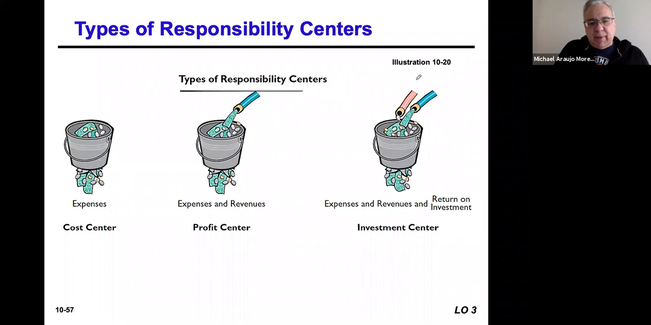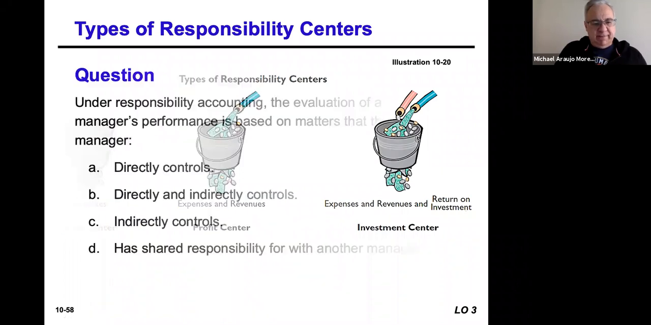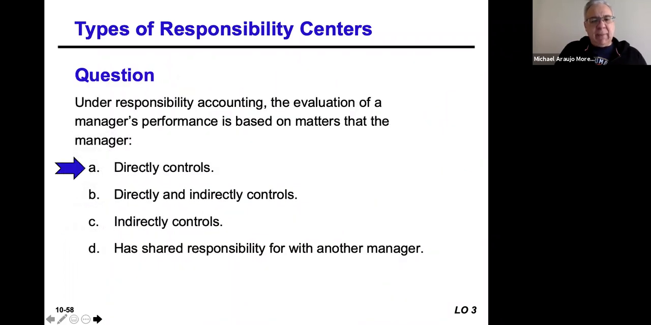So again, the types of responsibility centers: cost centers really are generally just expenses for businesses. They don't generate any revenue. Profit centers, yes, they do incur costs, but they are the way in which revenue is driven for the company. And then you have an investment center, which does all of that, but provides, in essence, a return on investment that the other two centers don't. Okay.